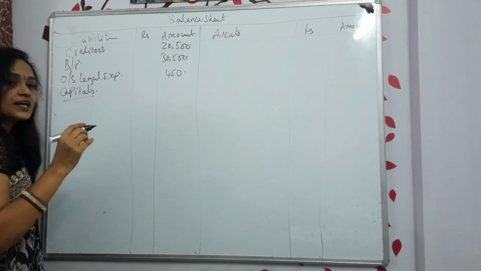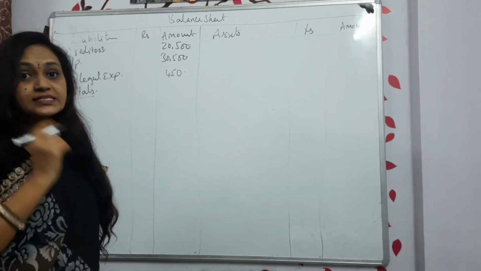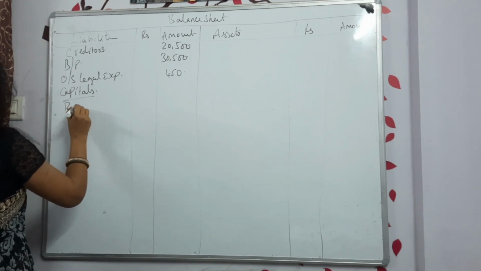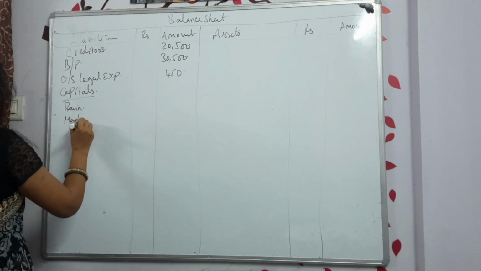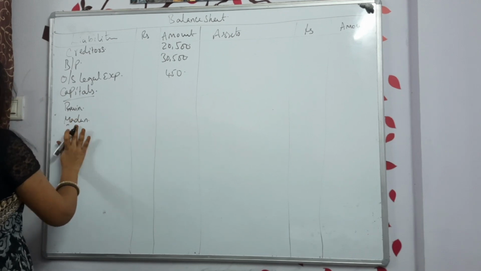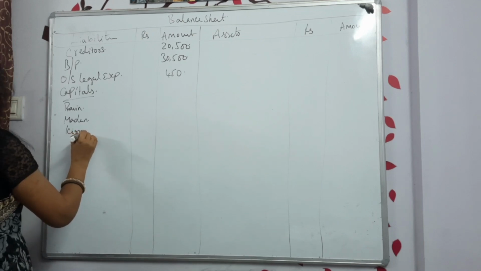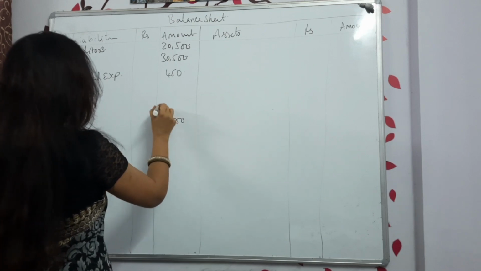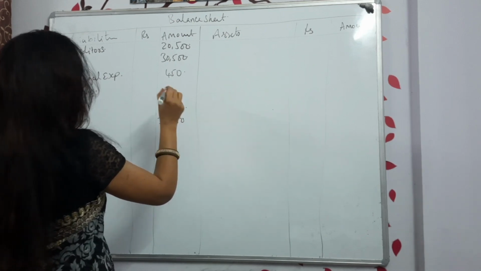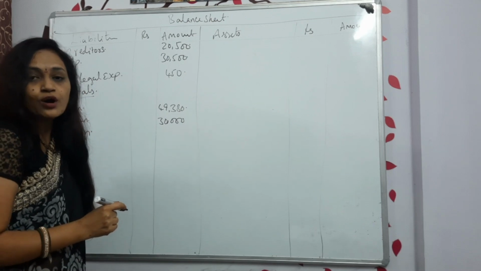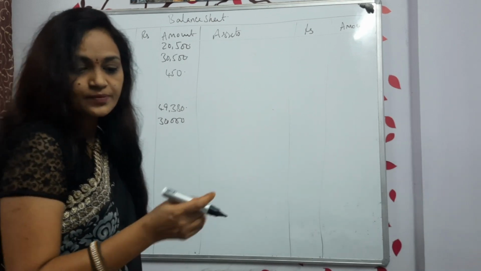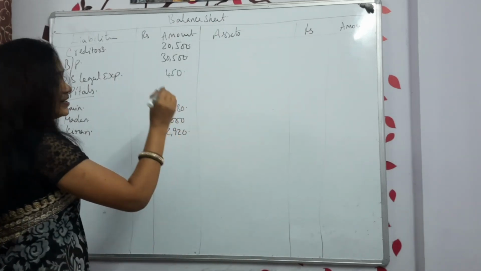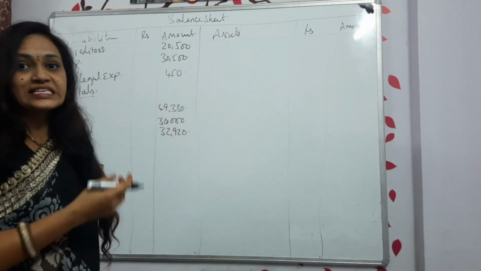Now let's write down what are the capitals. We have three partners. Already we have prepared the partners' capital account, and let's write down what is the amount. What are the names? Praveen, Madan, who is one more? Kiran. Praveen, Madan and Kiran. Madan's amount is 30,000. Praveen, 49,380. And what is the capital of Kiran? Kiran's capital is, let me check, 32,920. These are the capitals.